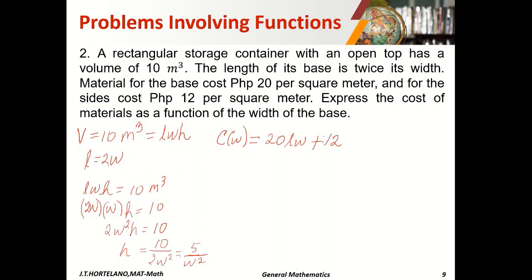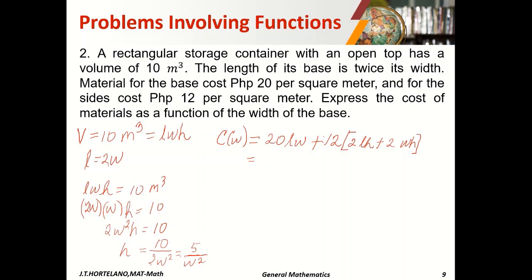So how to compute that? We will be having 12 times 2 times, anong kasama doon? Length times height plus 2 times width times height. Okay? Now, let us simplify. So in this case, para maging in terms of W lahat, gagamitin natin ito. Since length is 2W, then H is 5 over W squared. Papalitan natin yung lahat para yung cost function natin ay in terms of W.